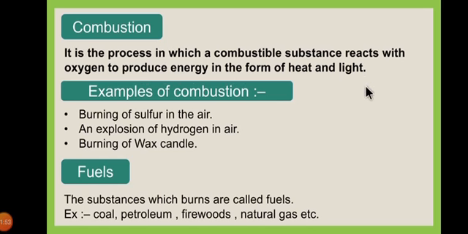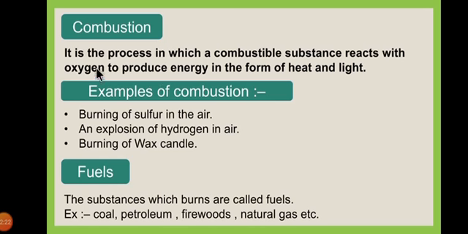So if we have a matchbox and a matchstick, now we know that the matchstick is a combustible substance because the phosphorus present at the tip of the matchstick is a combustible substance which will catch fire very easily, but it requires one more thing to catch fire, that is oxygen. If oxygen is not present, then the burning of any substance will not occur.